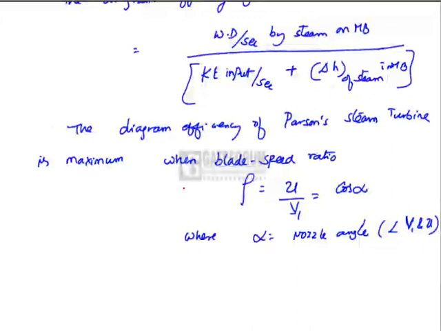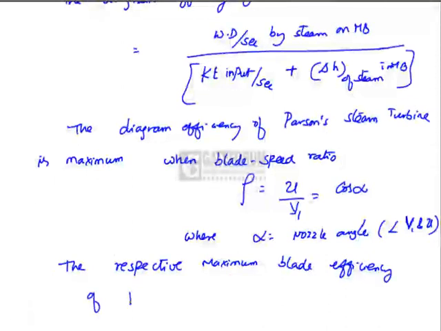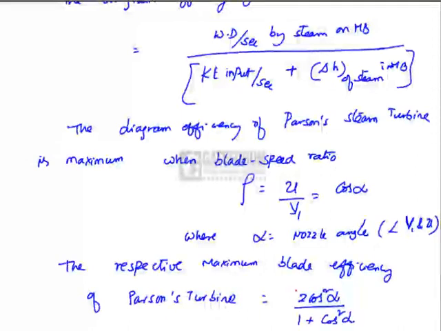It is important to note that the diagram efficiency of pure impulse steam turbine, that is De Laval steam turbine, shall be maximum when blade speed ratio rho is equal to cos alpha by 2, whereas the diagram efficiency of Parsons steam turbine shall be maximum when rho is equal to cos alpha. The respective maximum blade efficiency of Parsons turbine is equal to 2 cos square alpha by 1 plus cos square alpha. This is the maximum diagram efficiency or blade efficiency of Parsons reaction turbine, that is 50% degree of reaction steam turbine.